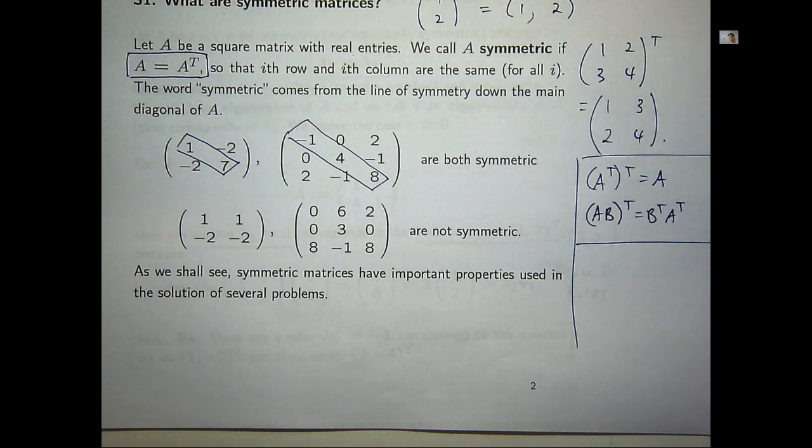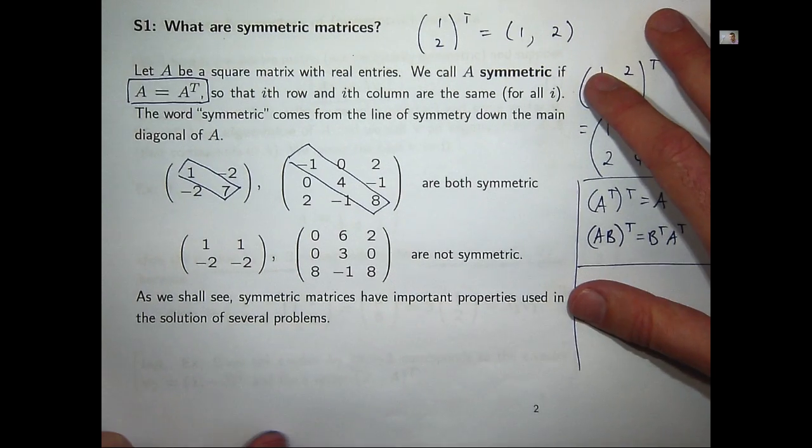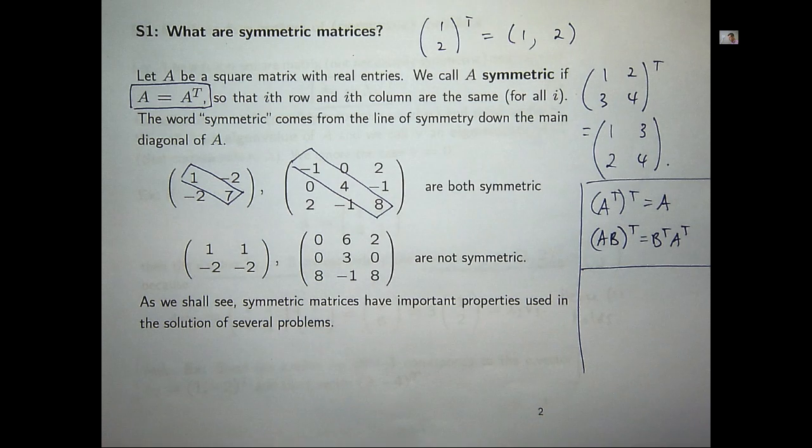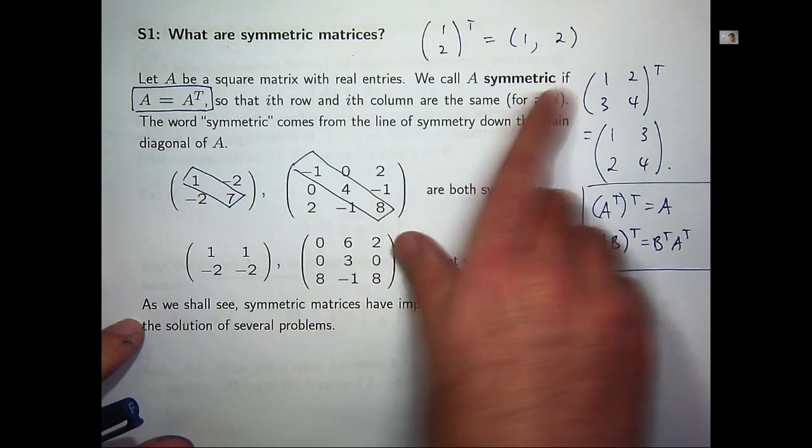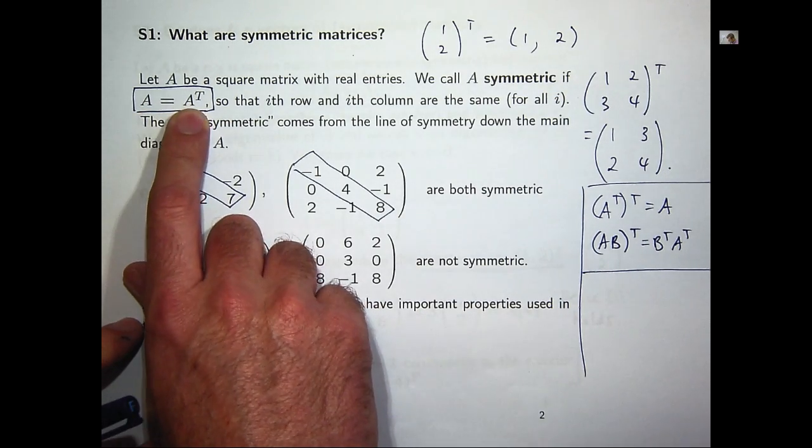Okay, so the first question is, what is a symmetric matrix? Well, suppose we have a square matrix, and we're only going to be interested in matrices with real components. We call A a symmetric matrix if A and A transpose are the same.